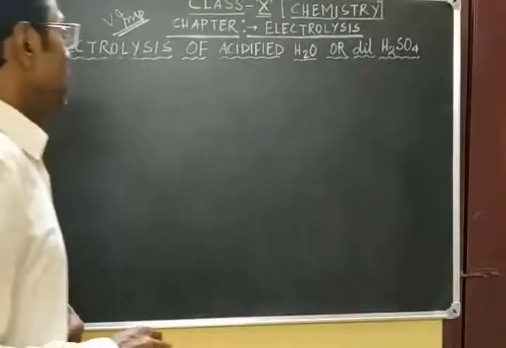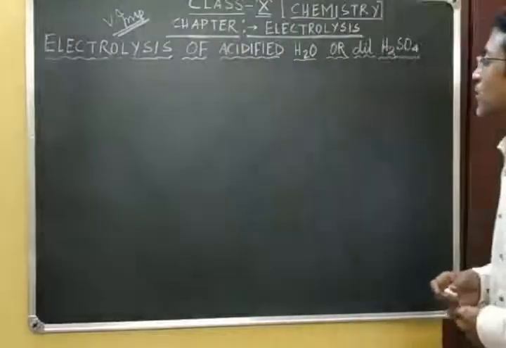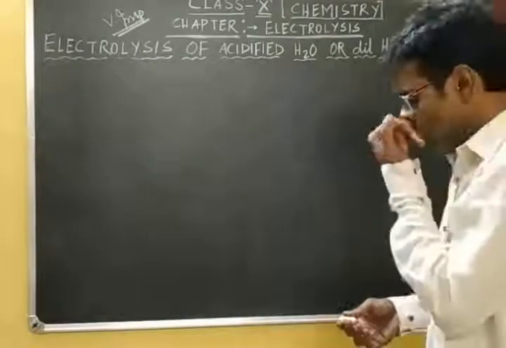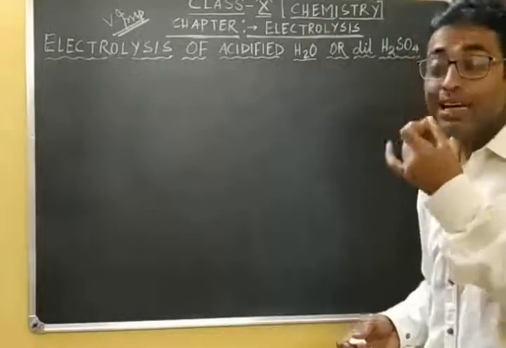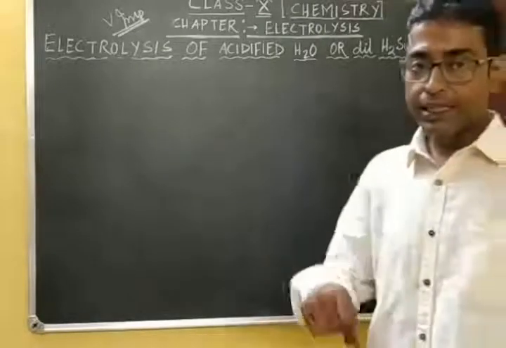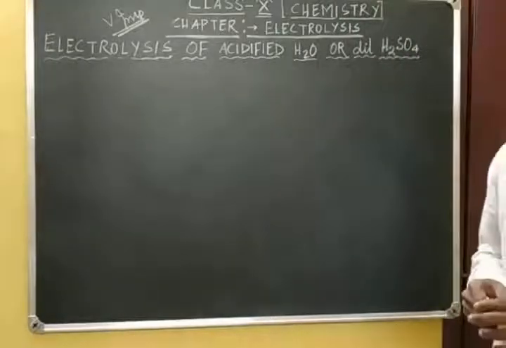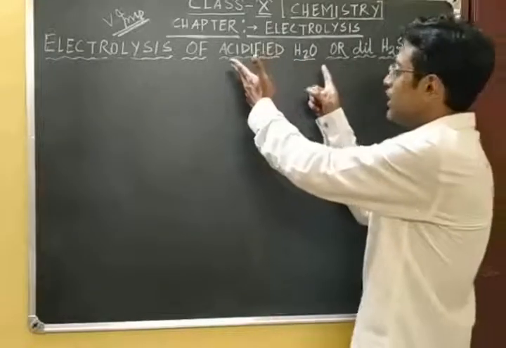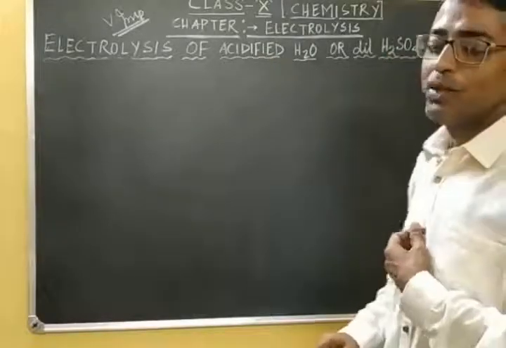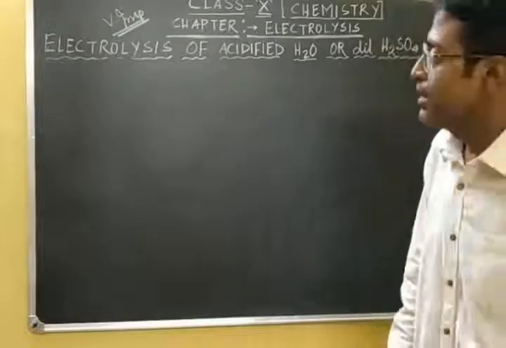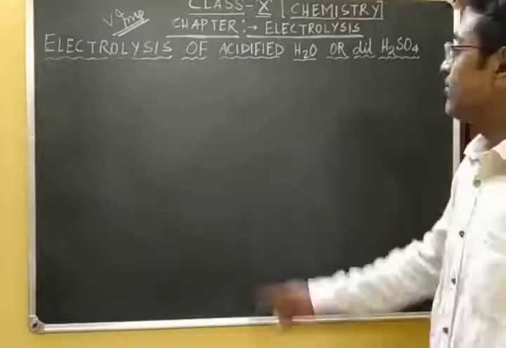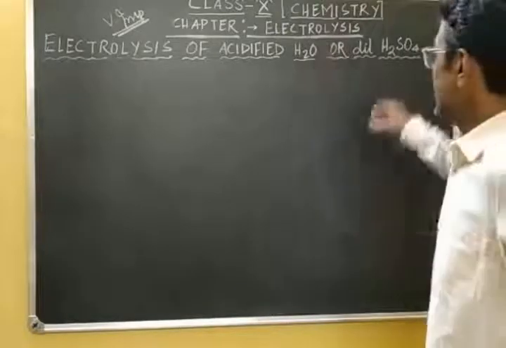Now another example of electrolysis is electrolysis of water, acidified water or dilute H2SO4. H2SO4 in the laboratory comes in the form of concentrated acid, and we mix water to it to make it dilute. So ultimately acidified water and dilute sulfuric acid mean the same. And this is also very important. Many times it was there in your ICSE exam: show the reactions taking place at the anode and the cathode and the electrolytic reaction for the acidified H2O or dilute sulfuric acid.